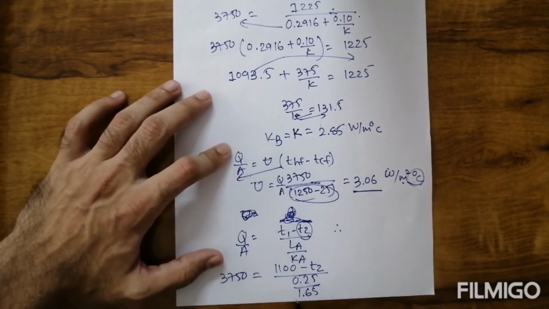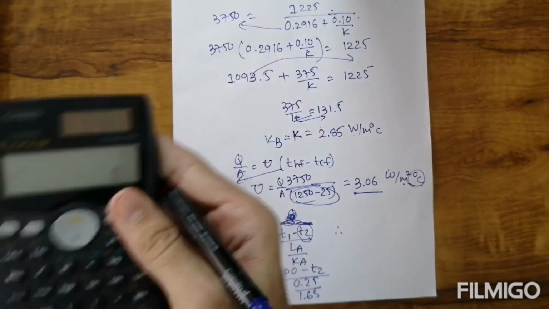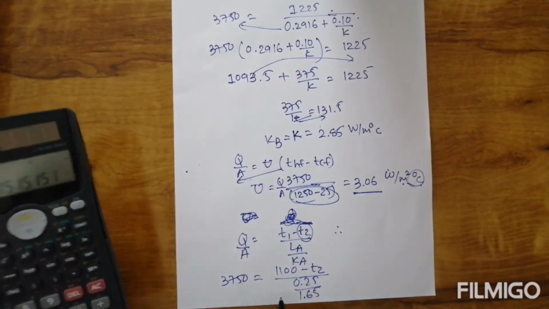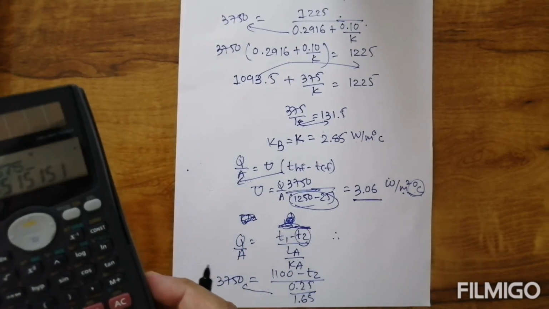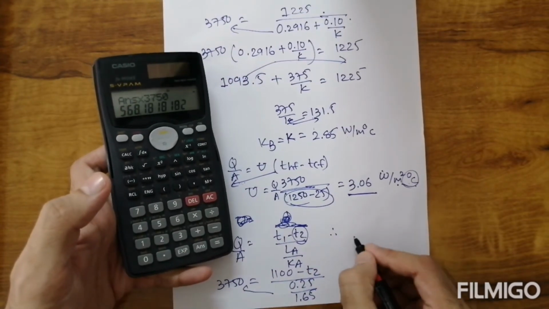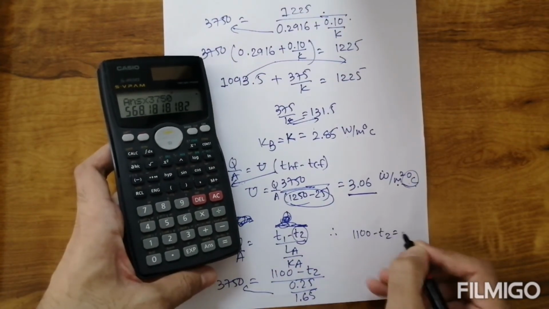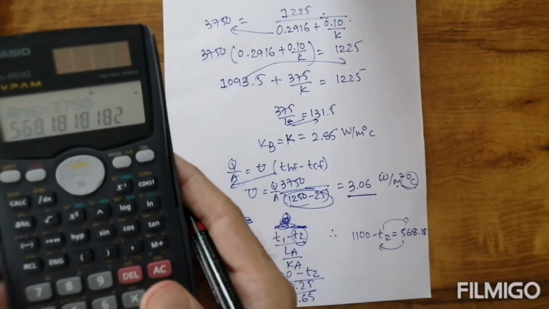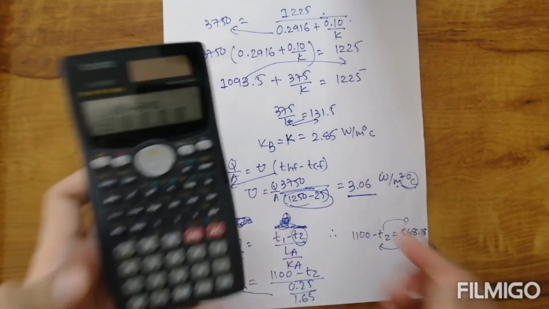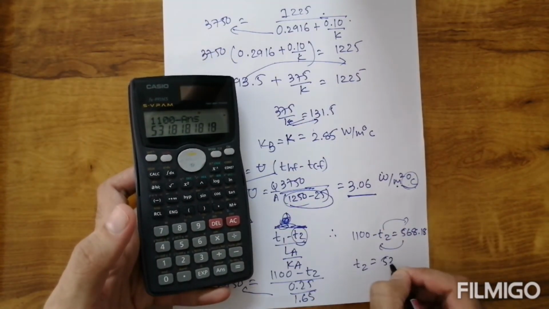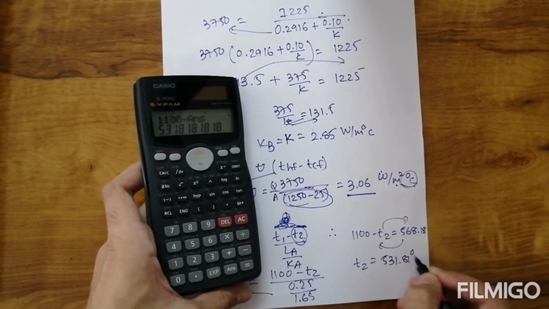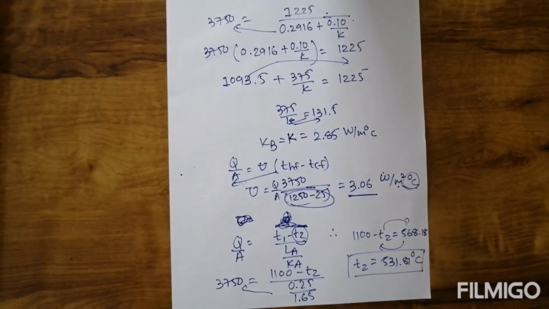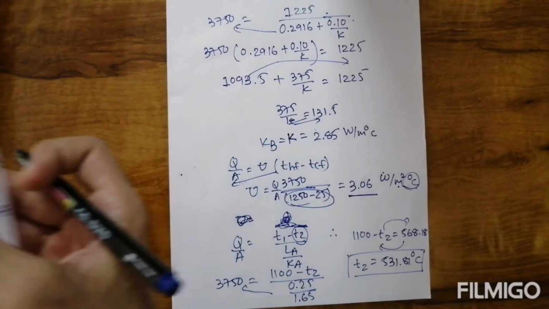So we divide and multiply with the 3750: 0.25 divided by 1.65, multiplied by 3750. So 1100 minus T2 is equal to 568.18. We take T2 to this side, so 1100 minus that answer, and our T2 is 531.81 degrees Celsius.